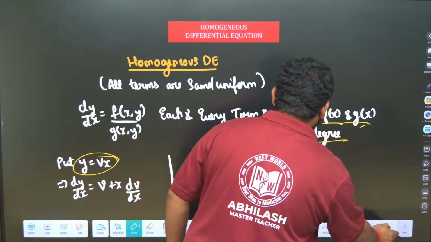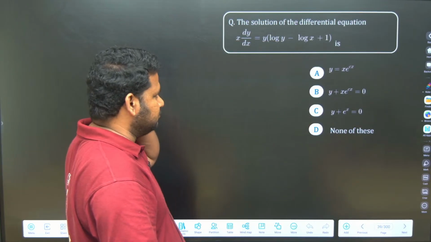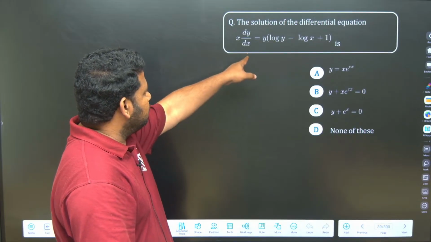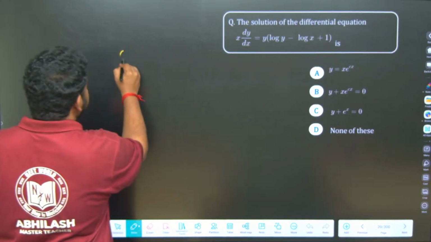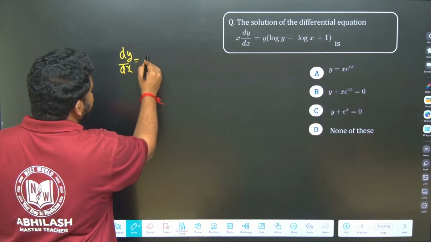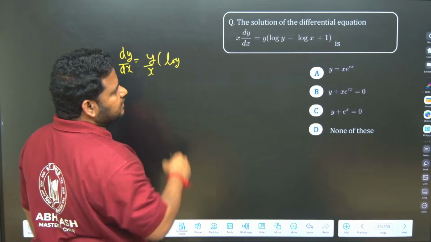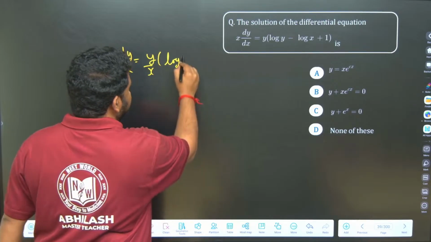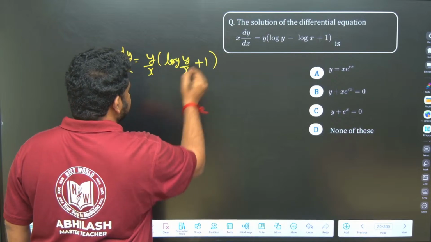Got it? So let us have a look at this question. So solution of the differential equation. So what they have given? They have given x times dy by dx is equal to y times something. So how to solve this question? So first of all, what I will do is dy by dx is given, x is given, this x I will send it to RHS, this will become y by x into log y minus log x plus 1. Log a minus log b can be written as log of a by b. So log of y by x plus 1. This is what I have.